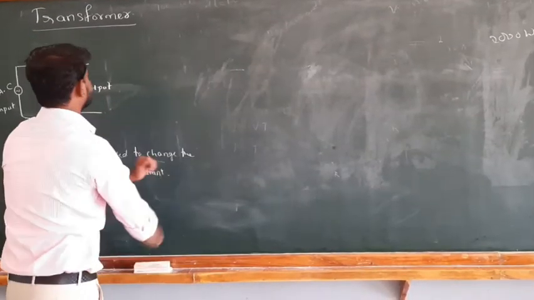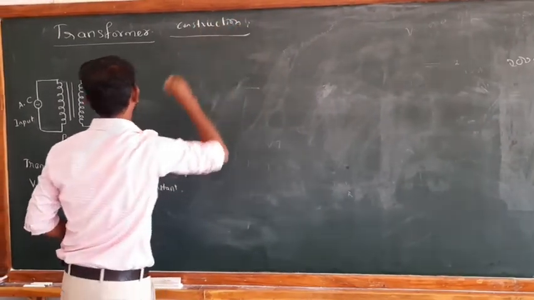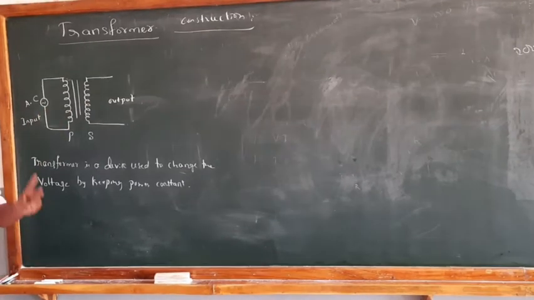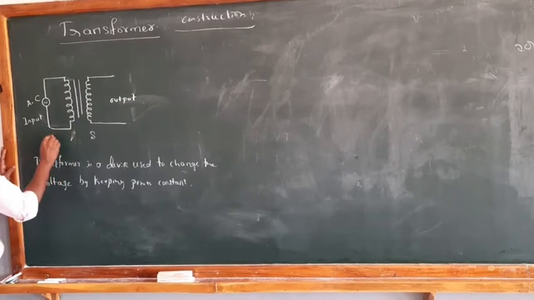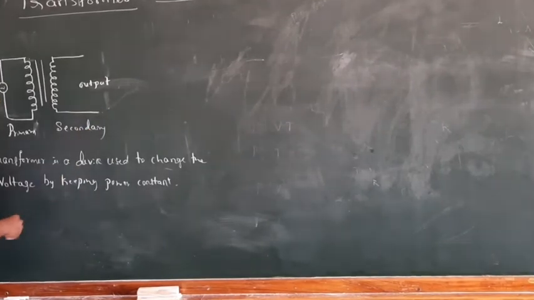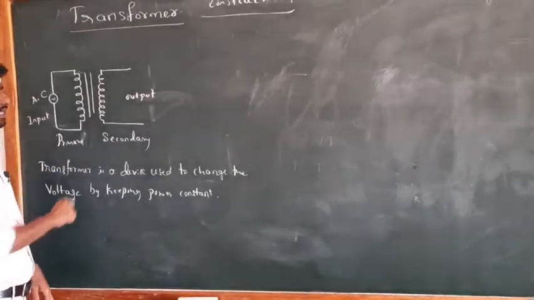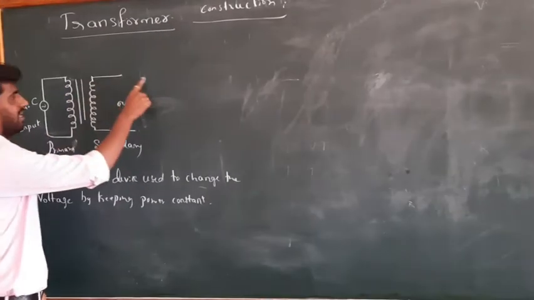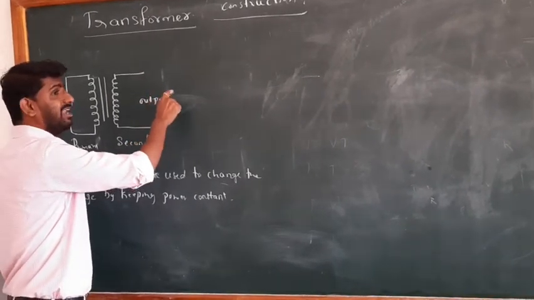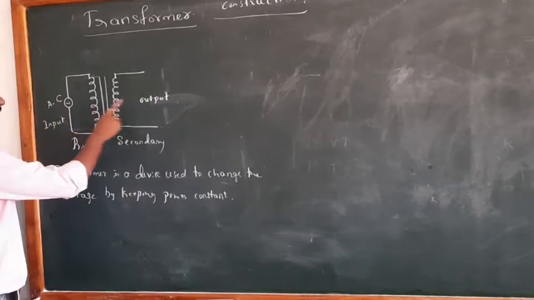Okay, so next, construction. You can see the diagram, so it is easy to understand. The transformer consists of two sets of coils. One is called the primary coil, and the other is called the secondary coil. The primary coil is connected to an AC input, and the secondary coil is connected to our desired electric device, or where we are getting a desired voltage. This is called input and this is output.